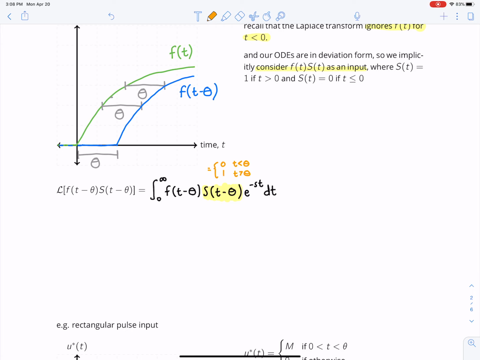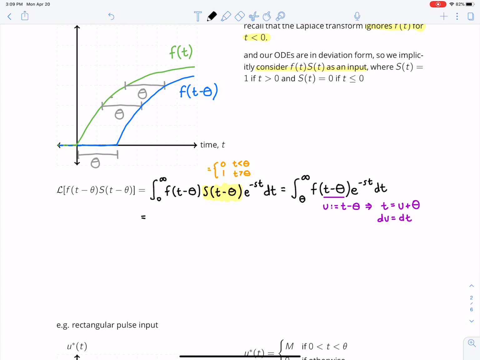All right? And because of that, what we can do is drop the step function and take into account the fact that the integrand is 0 for t less than theta. So we can write this as integrating from theta to infinity, because 0 to infinity doesn't have a contribution, f of t minus theta, e to the minus st dt. And what this is screaming for is a substitution. So let's let u be defined to be t minus theta, okay? So that implies that t is equal to u plus theta, and it also implies that du equals dt, because theta is just some constant here.